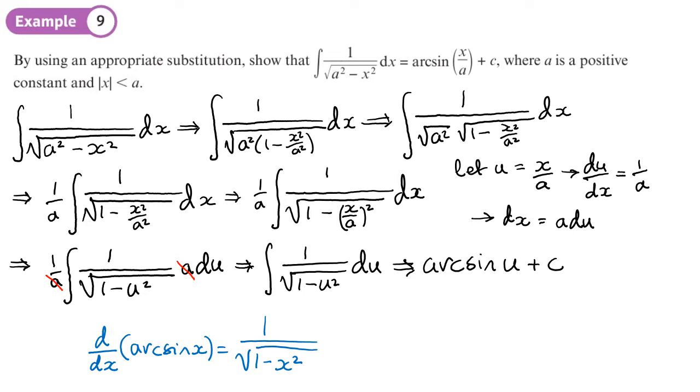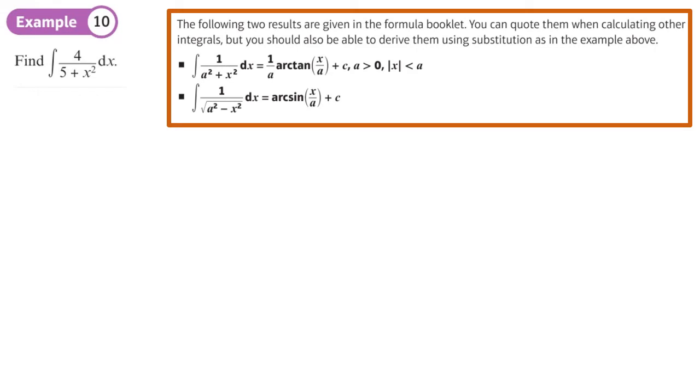Then we substitute back because up here we said u is x over a. So finally we can write down arcsine u, which is x over a, plus c. So we've proved it as required. Before we have a look at this example, let's just talk about what we've done, which is actually worked out, or derived from scratch, the result using substitution.